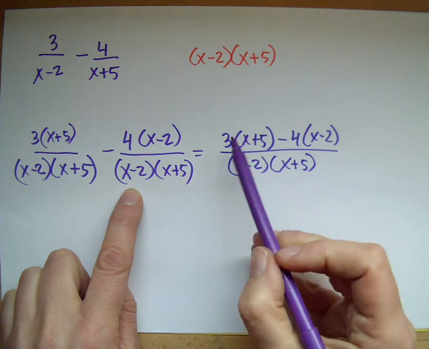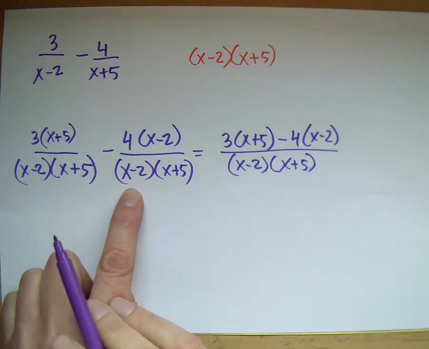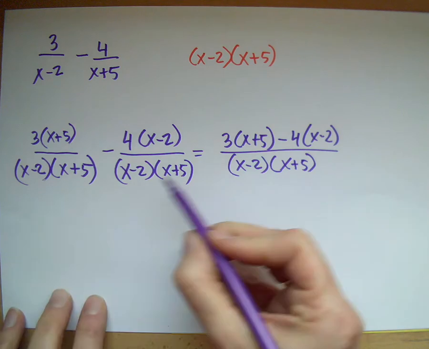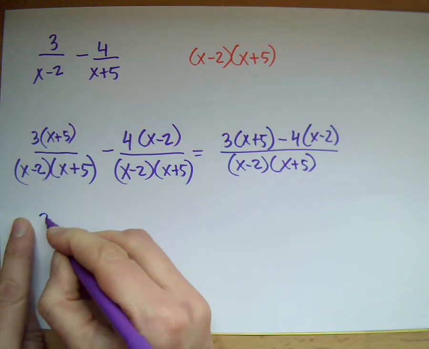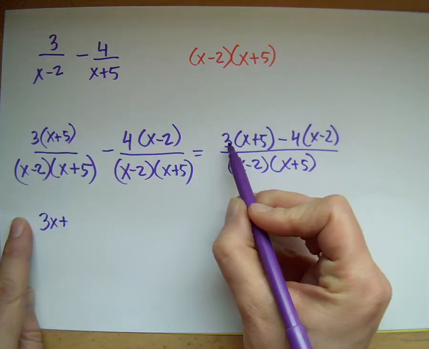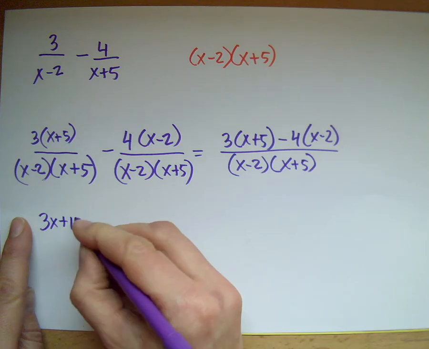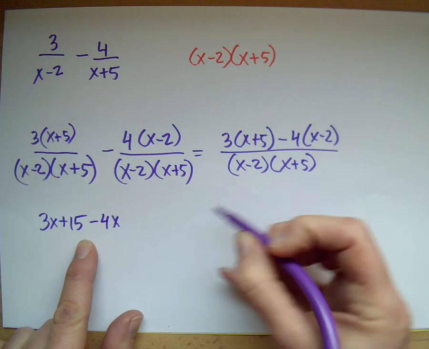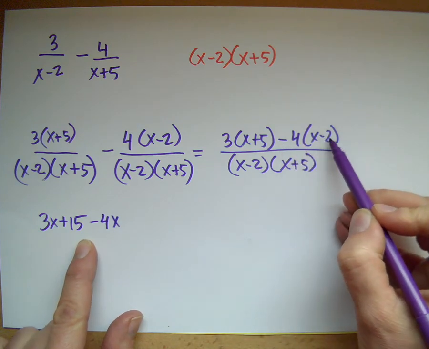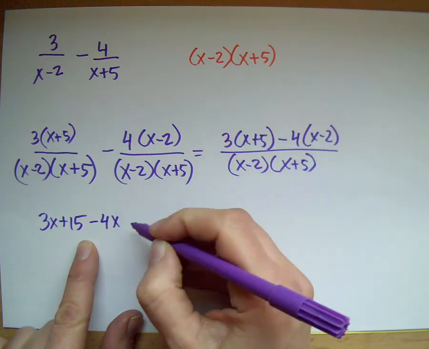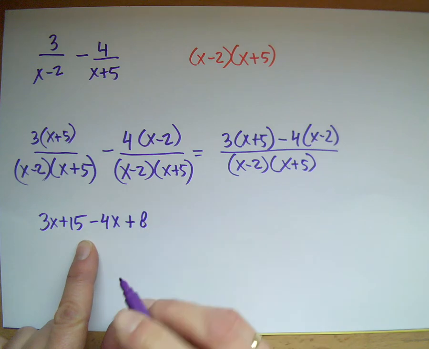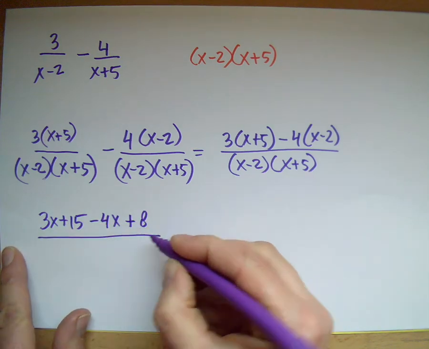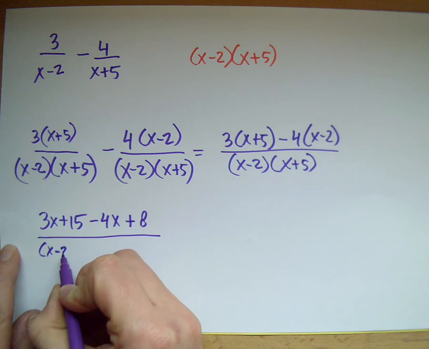Then I expand so that we can see what we really have. Let's do that down here. 3 times x plus 3 times 5 is 15. Yeah? Minus 4 times x minus 4 times minus 2 is plus 8. Right? I'm not doing anything to the denominator.